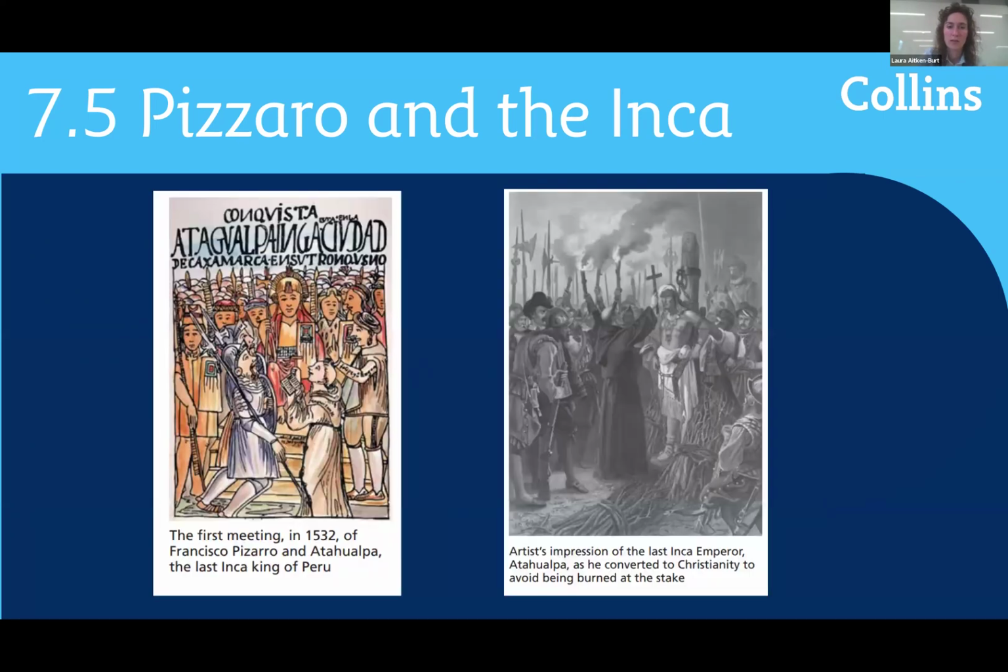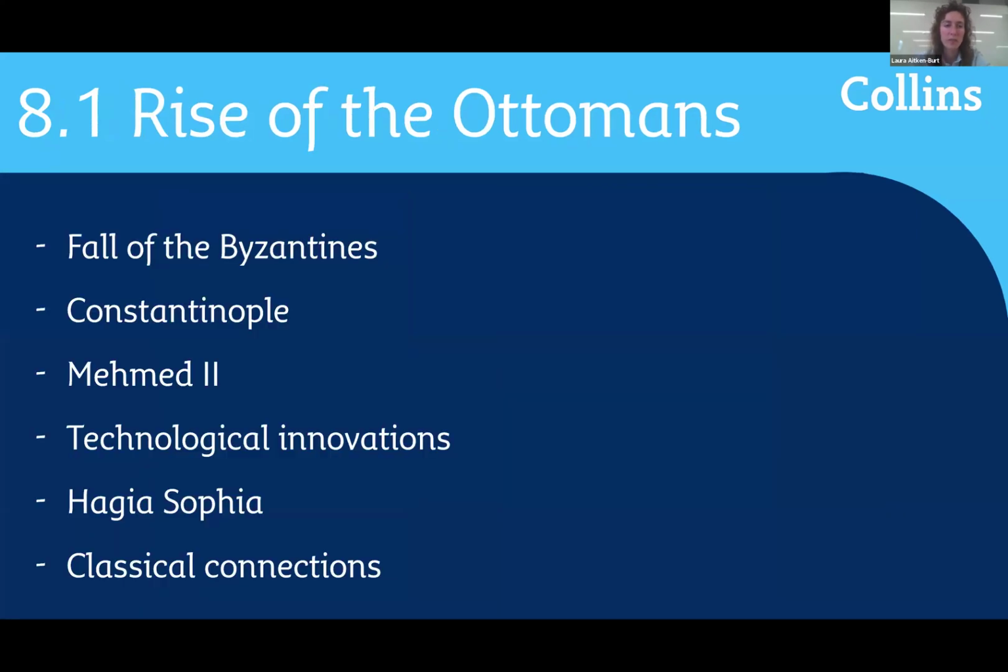So again, some interesting sources. One from a manuscript, but another one an artist's illustration.